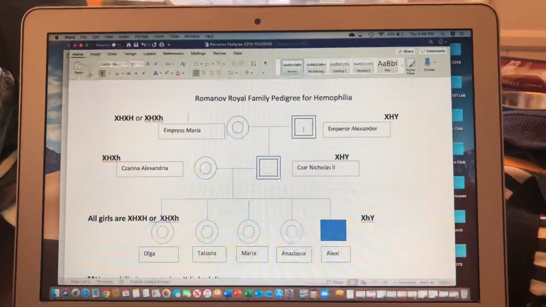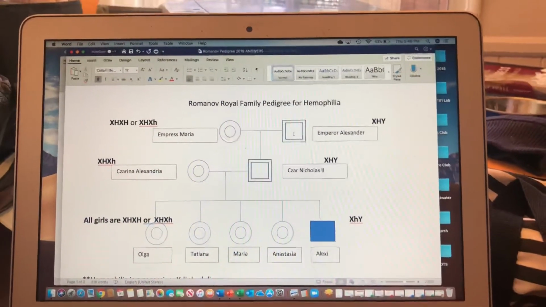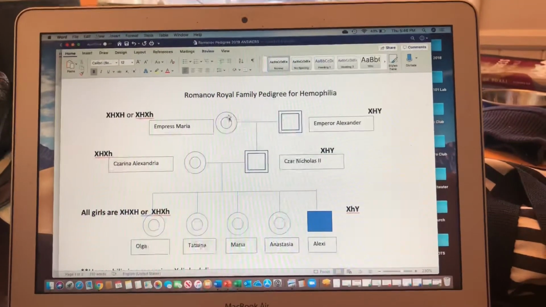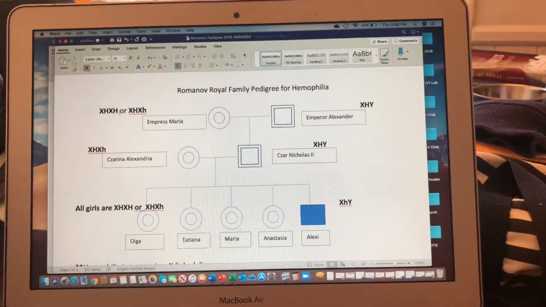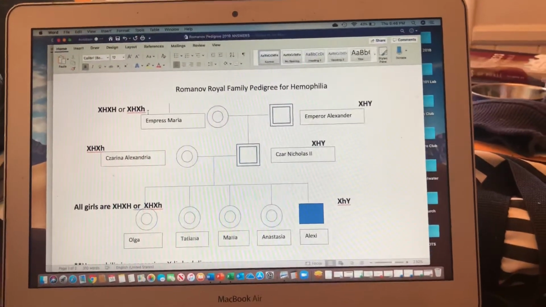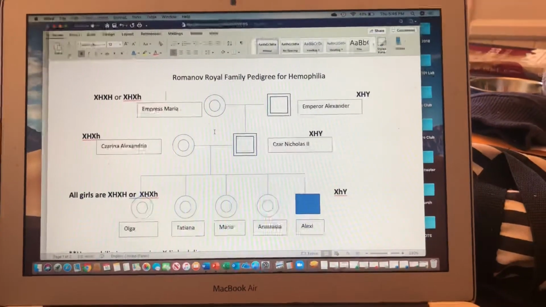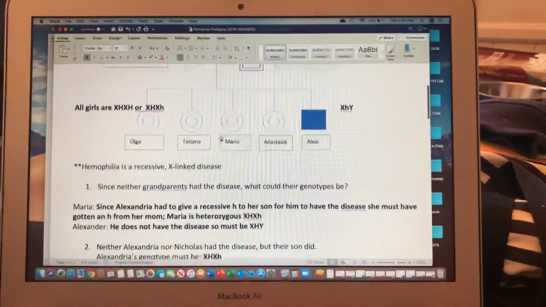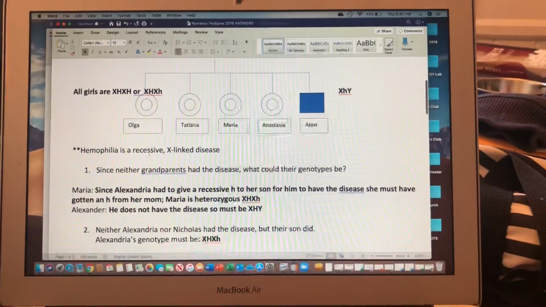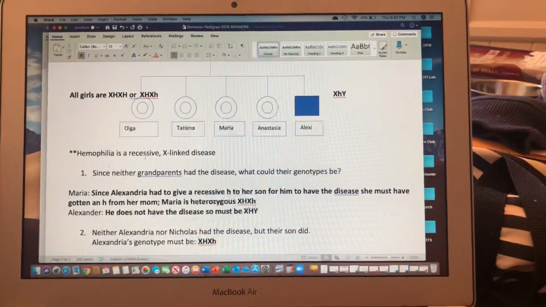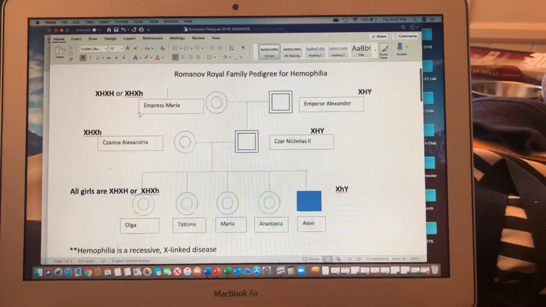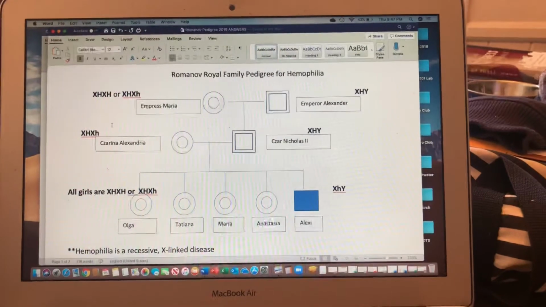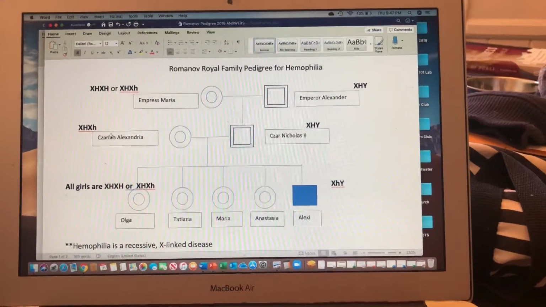When we look at Grandpa Alexander, he also does not have the disease, so he would have a dominant H. When we look at Grandma Maria, she does not have the disease, so she could either be fully dominant or she could be heterozygous. We cannot tell which one she is just from this information. So the genotypes of Maria, as I just said, she could either be fully dominant or she could be a carrier like her son's wife was.